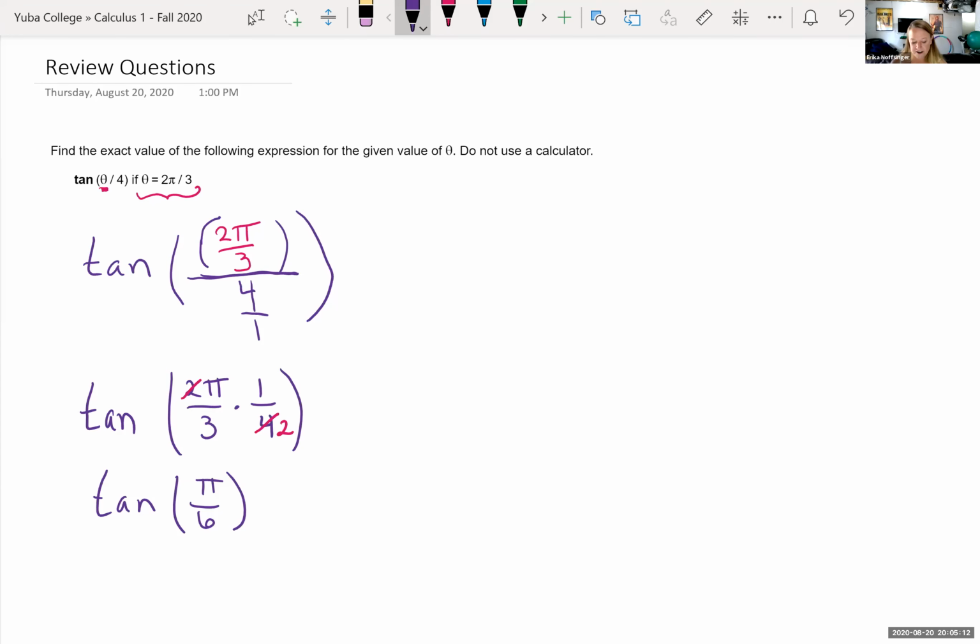Okay, so tangent of pi over 6. I know that this value is pi over 6. I know that this is in quadrant 1. And pi over 6, if it helps you, rewrite it into degrees or think of it in degrees. Well, 6 goes into 180 30 times. So this is the same thing as 30 degrees.